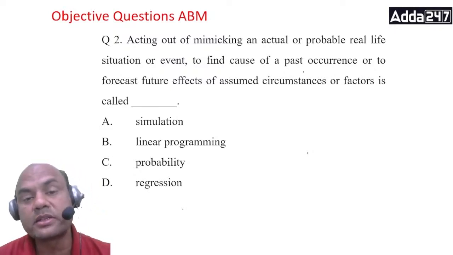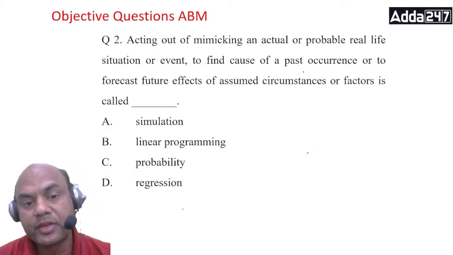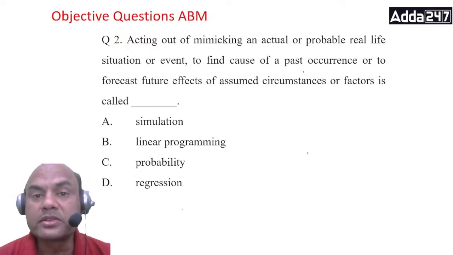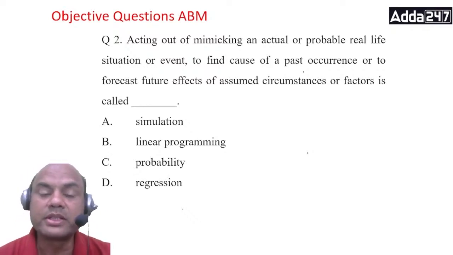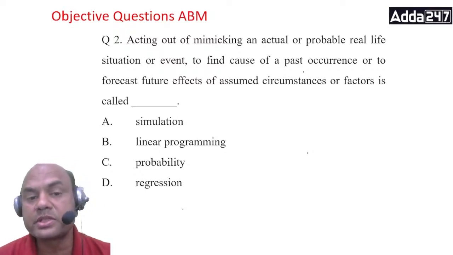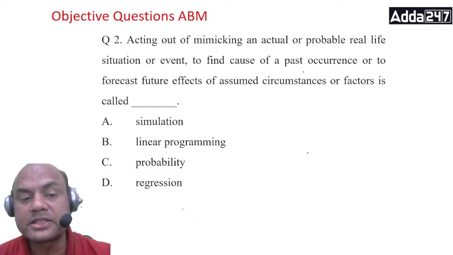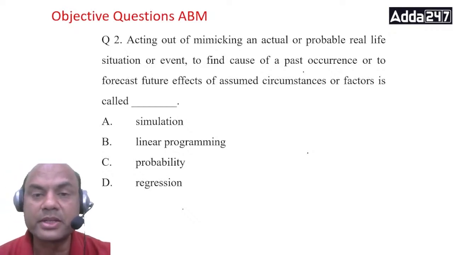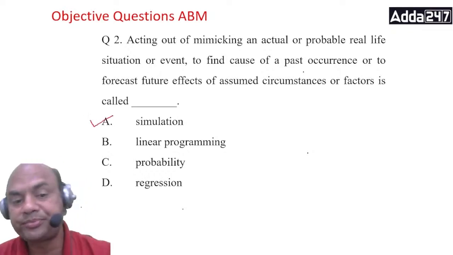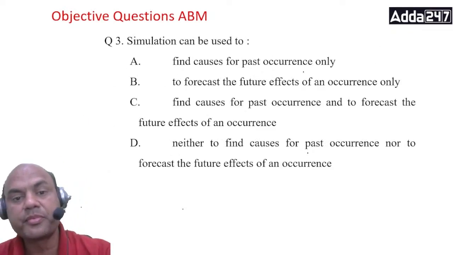Regression and correlation, again different chapters. Regression and correlation are related to two elements, the relationship between the two elements. So this mimics an actual probable real life situation. What can be the answer for this? The answer is simple, isn't it? Let me see in the comment section. It is A, right? Got it?